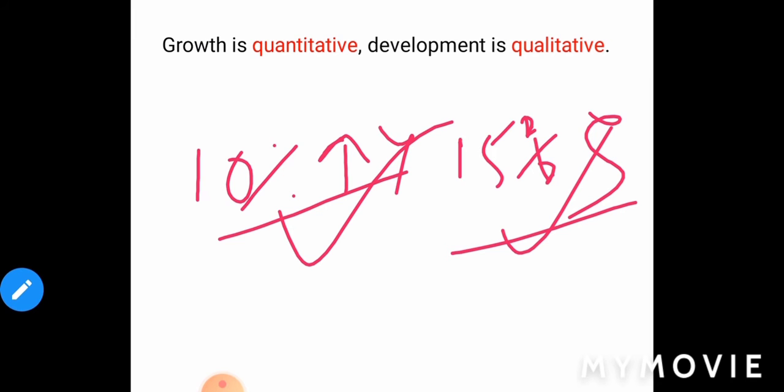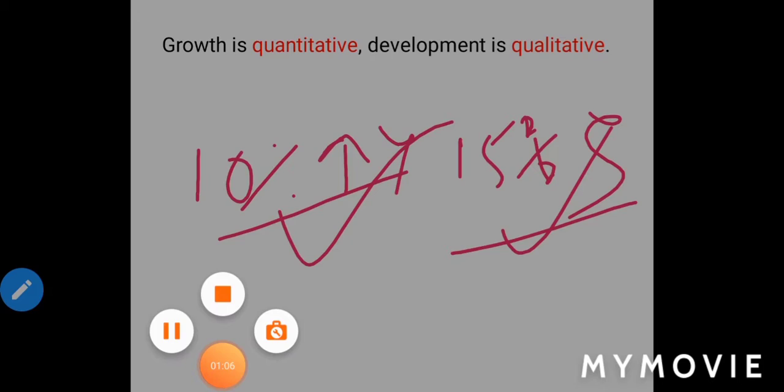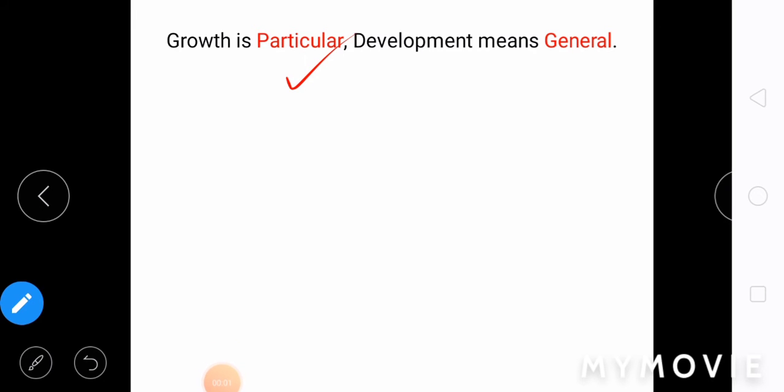If we say that there is an improvement of the quality of life of the people living in a country, we cannot measure such aspect. If we say that the standard of living of the people of a country is enhancing day by day, or if we say the quality of life of the workers has been increased in the recent years, then we can say that this is the concept of development. Growth is particular while development is general.